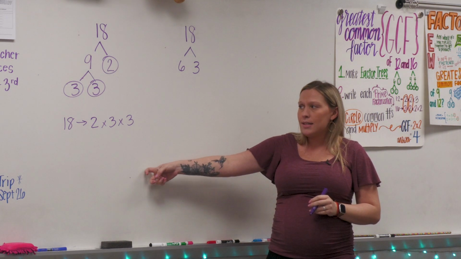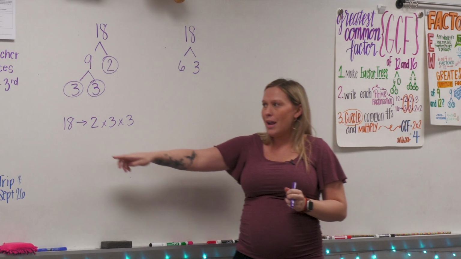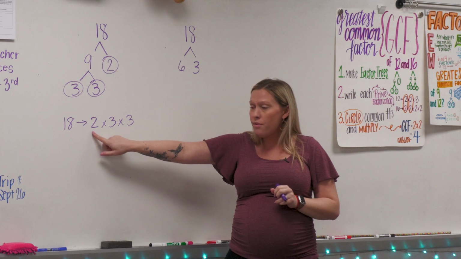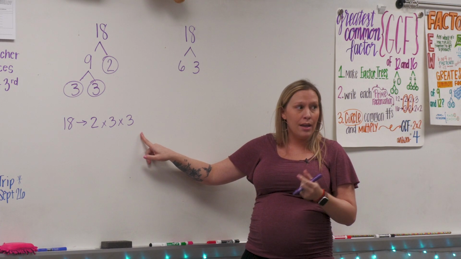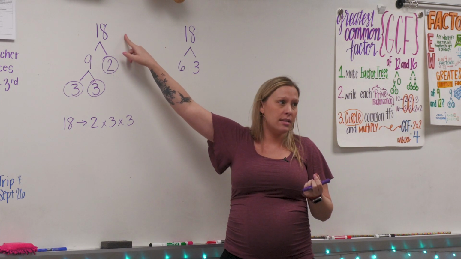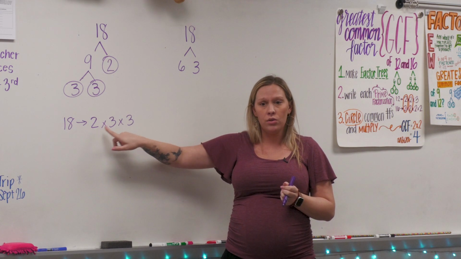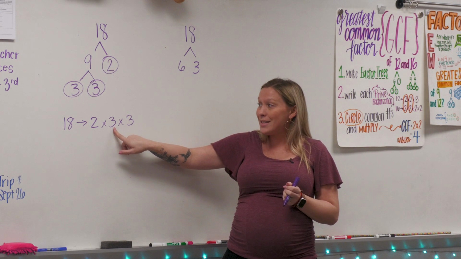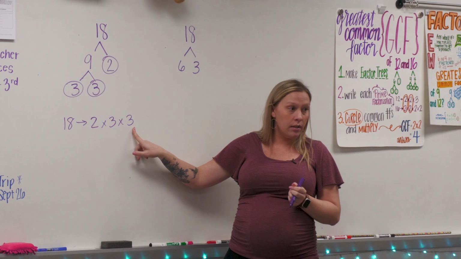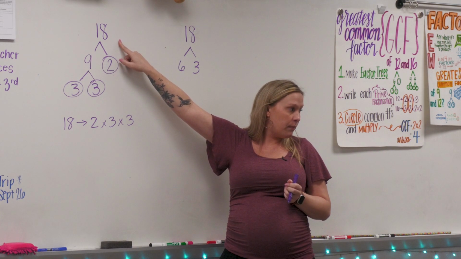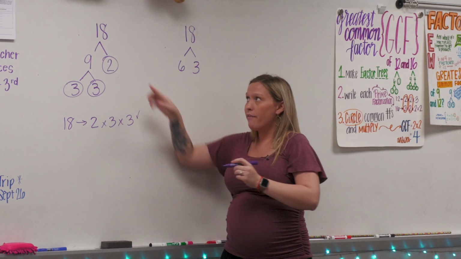I talked about this with 72, but let me show you with a smaller number, 18. You know you wrote this correctly if you multiply it and you get back to 18. Let's try it. 2 times 3, 6 times 3. It got me back to 18. So I know I did this correctly if I get back to 18.